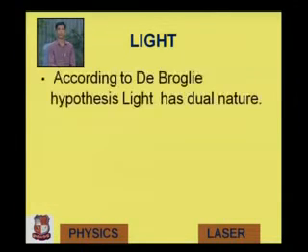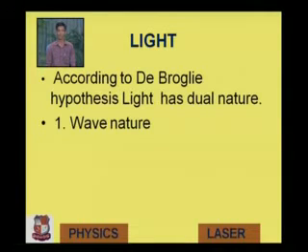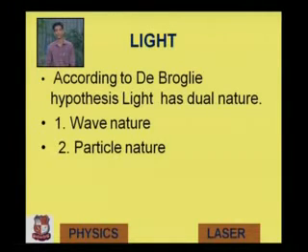The light has a dual nature. According to the de Broglie hypothesis, the light has a dual nature. First, it has a wave nature, and second, it has a particle nature. So light sometimes behaves as a wave as well as sometimes it behaves as a particle.